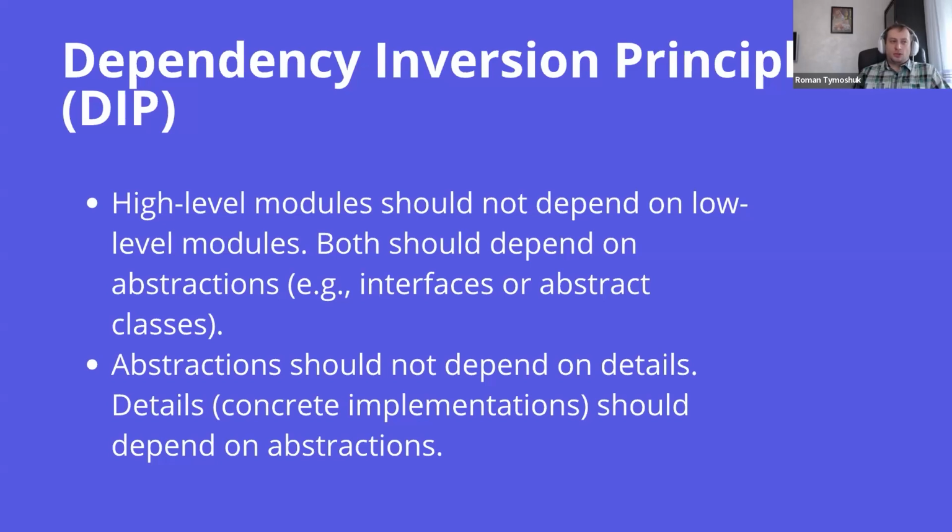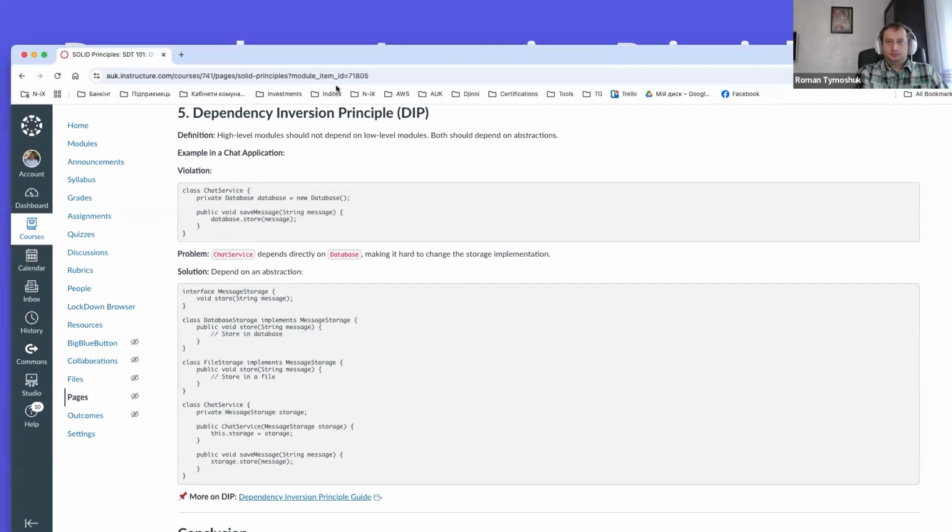For example, you are working with the storage, as we saw here. Let's check it again. Yeah, you have the chat service application. It has a storage. Storage is an abstraction. It's an interface. Your application should save the messages. Here, you work with the interface, you get the message and you call store message. This logic doesn't know anything about the details of implementation.